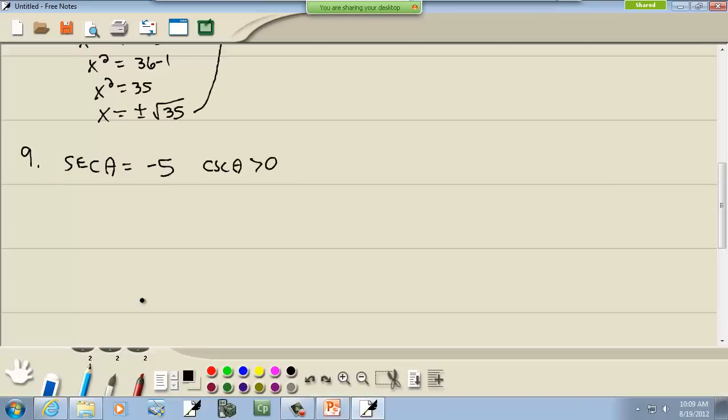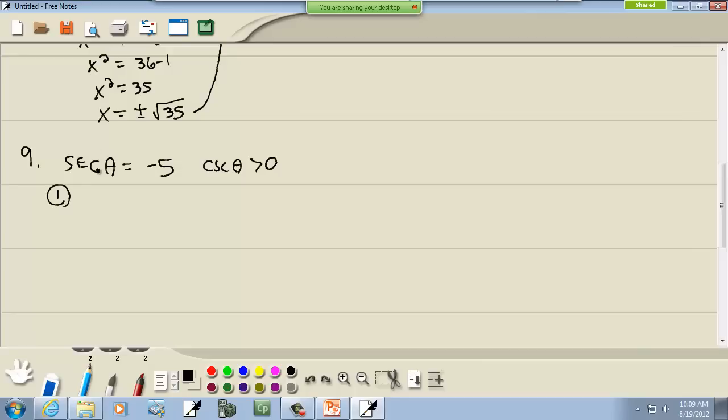And find exact value. Okay. Step 1. Determine our quadrant. Well, secant is, let me write this down. Secant is tied to cosine, which is x.